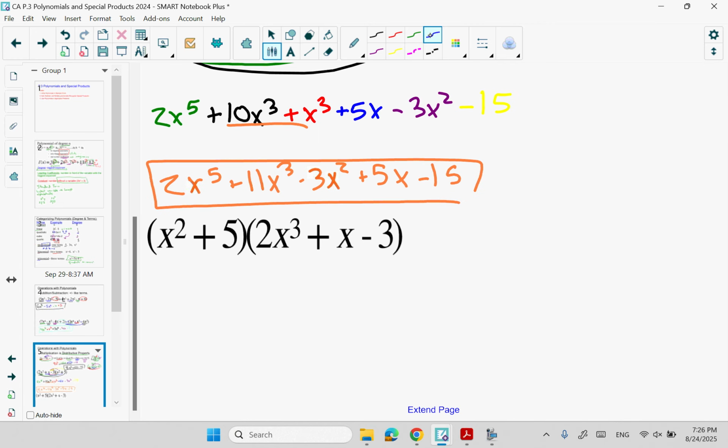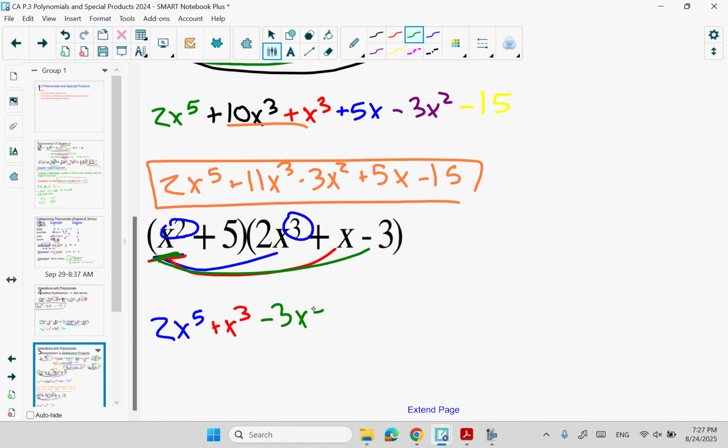Last one. We get x squared times 2x cubed, so that's going to be 2x to the fifth. Remember, multiplying with exponents, same base, you just add them. x squared times x, so that's going to give me x cubed. x squared times negative 3x squared. 5 times 2x cubed is going to give me 10x cubed.